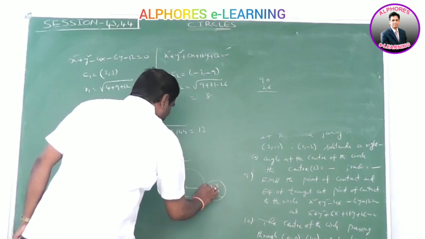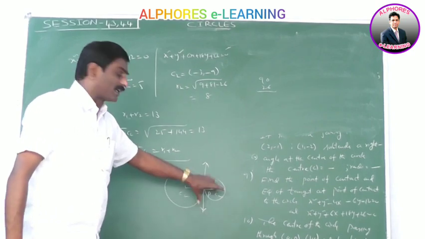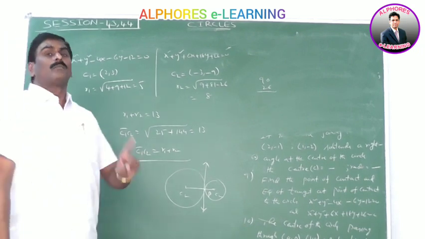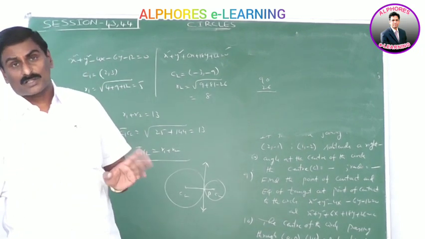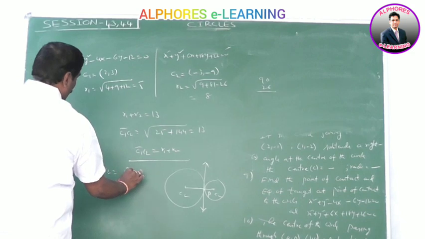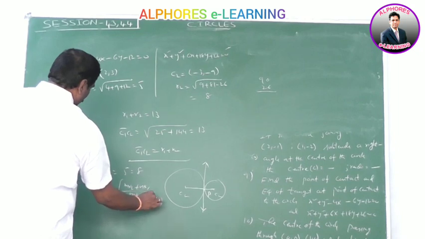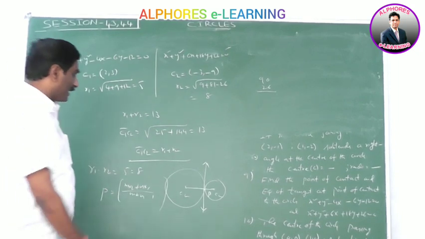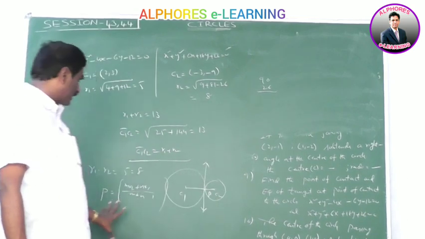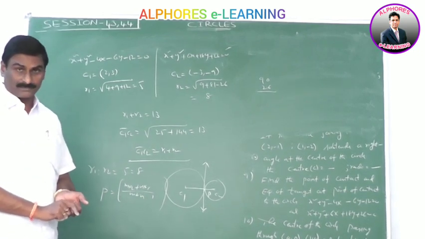What is the point of contact? The point of contact divides the line segment C1C2 in the ratio R1 is to R2 internally. If the circles touch each other externally, the point of contact divides the line segment C1C2 in the ratio R1 is to R2 internally. So R1 is to R2 means 5 is to 8. By using the section formula, (m x2 + n x1)/(m + n) comma (m y2 + n y1)/(m + n). Here the center of the first circle is 2 comma 3, the center of the second circle is x2, y2. By using this, we find the point of contact. Okay. Next, what is the equation of the common tangent?